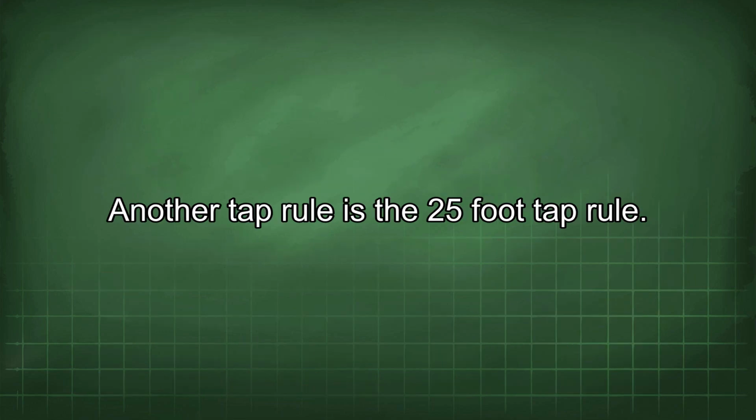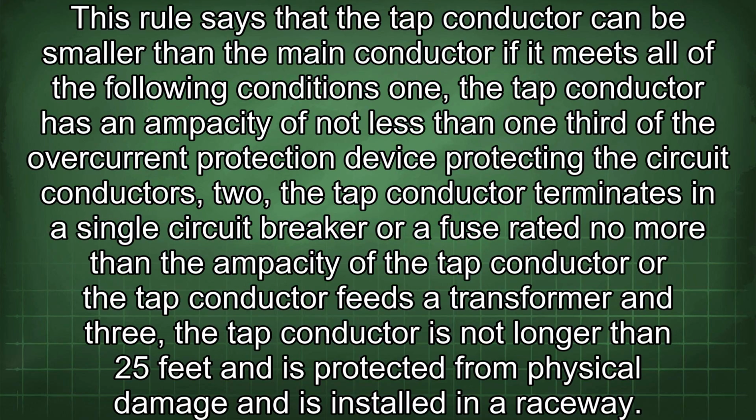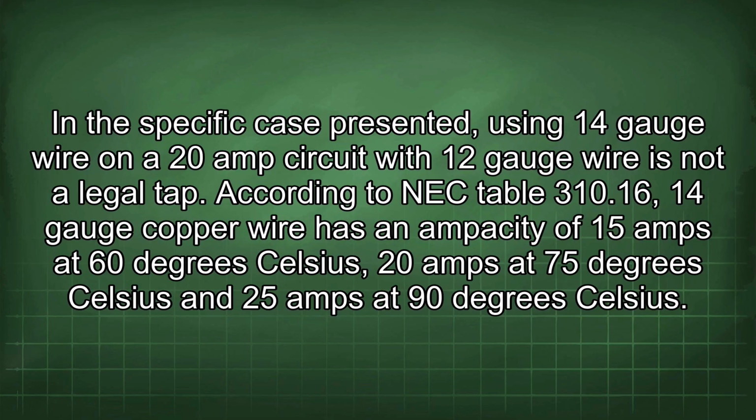Another tap rule is the 25-foot tap rule. This rule says that the tap conductor can be smaller than the main conductor if it meets all of the following conditions. 1. The tap conductor has an ampacity of not less than 1/3 of the overcurrent protection device protecting the circuit conductors. 2. The tap conductor terminates in a single circuit breaker or a fuse rated no more than the ampacity of the tap conductor, or the tap conductor feeds a transformer. And 3. The tap conductor is not longer than 25 feet and is protected from physical damage and is installed in a raceway.